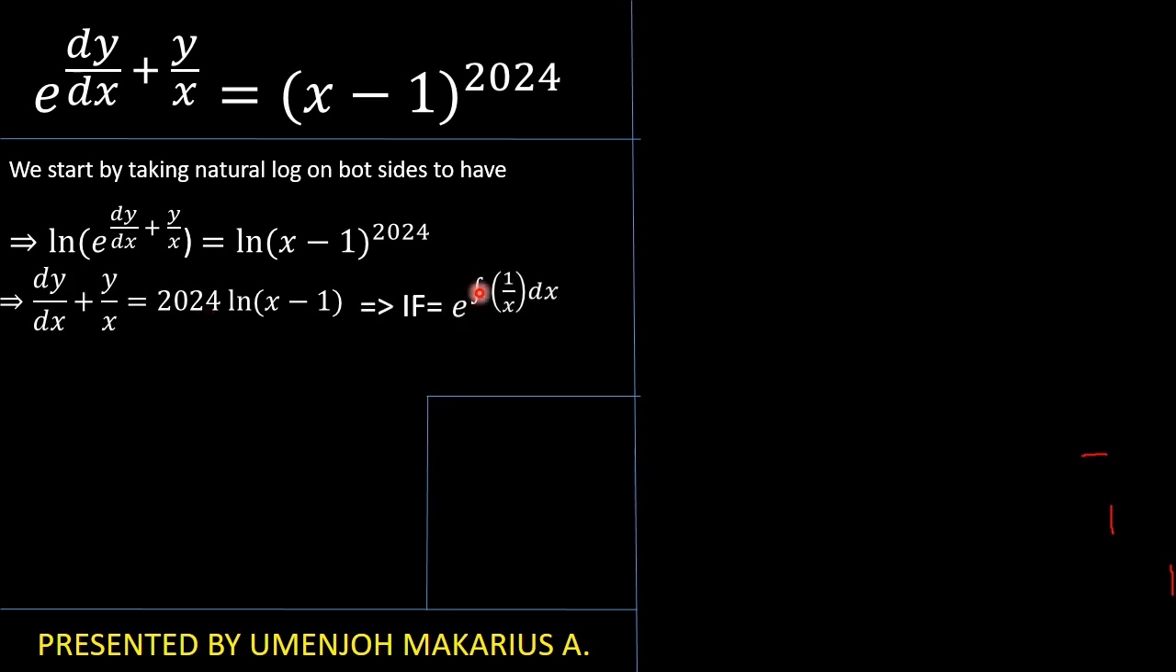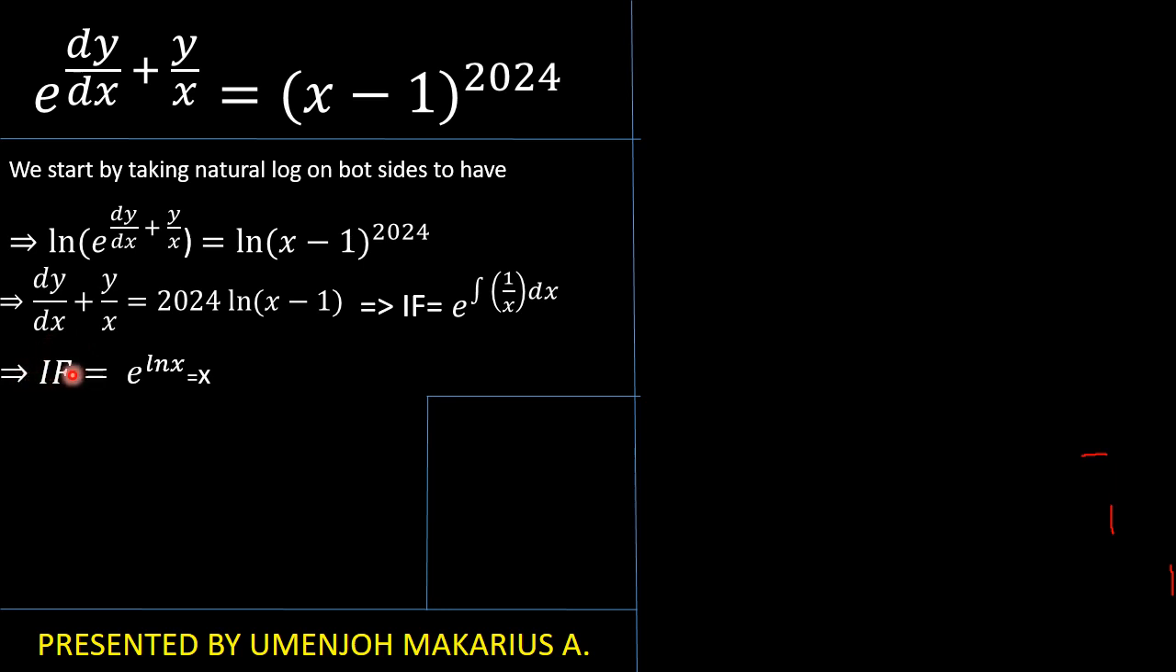Good. So we are going to have our IF, which stands for integrating factor, which is the same as e raised to the power of the integral of the coefficient of y. Since we are dealing with dy by dx, it is going to be the coefficient of y, and in this case it is 1 over x dx. And guys, keep in mind that the integral of 1 over x dx is simply going to be the natural log of x.